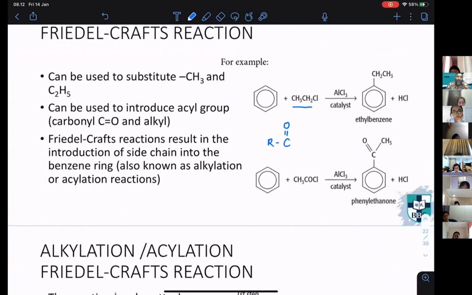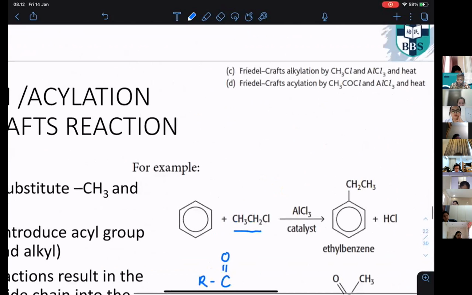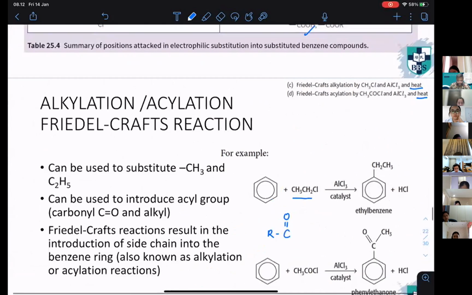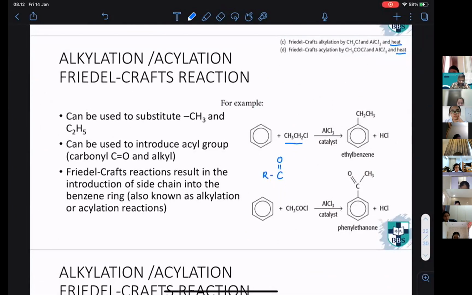So you need to use the catalyst. The catalyst is going to be AlCl3. But here they didn't explain whether you need to heat and so on. You can see in your syllabus you must heat, so please include that when you explain. So you need to heat and then the reaction will happen. Basically it will result in the introduction of the side chain into the benzene ring.